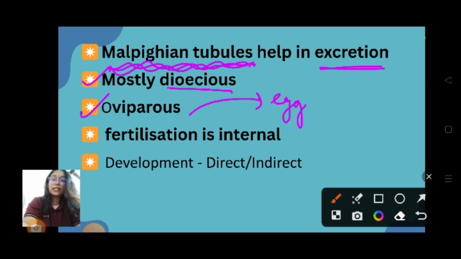The next point says fertilization is internal. Internal fertilization occurs, and development can be direct in some and indirect in some. Are you getting my point? This is a unique feature of this phylum, the Malpighian tubules.